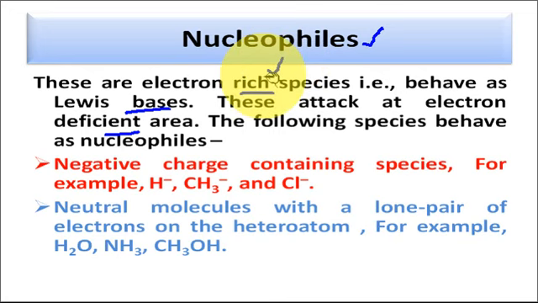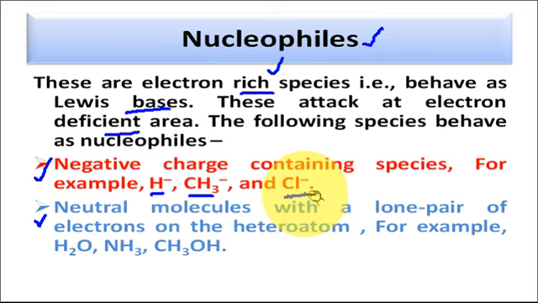The nucleophiles may be classified into two categories. First is with a negative charge, second is the neutral molecule. The negative charge containing species, for example, H-, CH3-, Cl-. All the negatively charged species are electron rich species, that is why they can behave as nucleophiles.